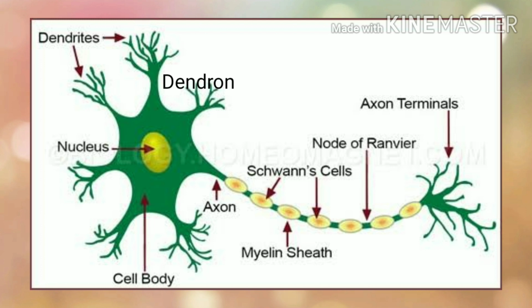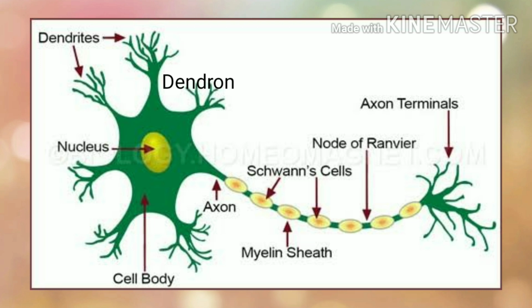Then the third part is the axon. The axon is a long fiber, whereas dendrons are the small fibers. The axon is a long fiber that arises from the cell body, or cyton.